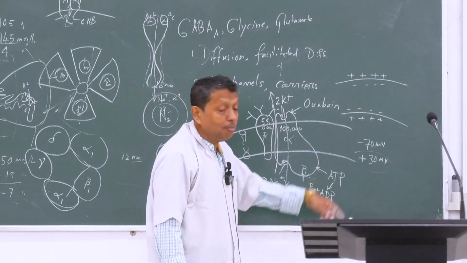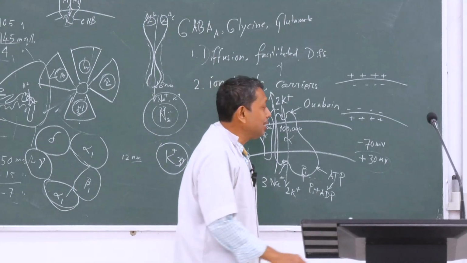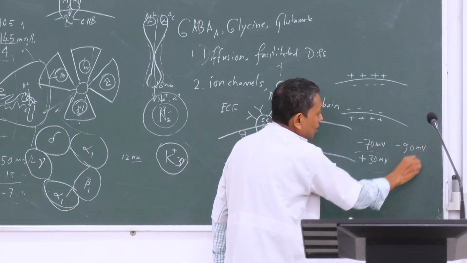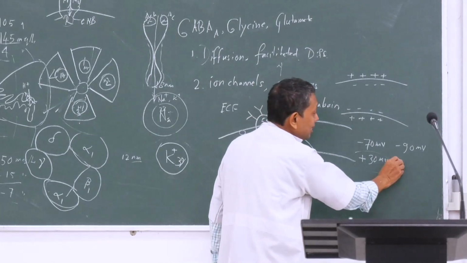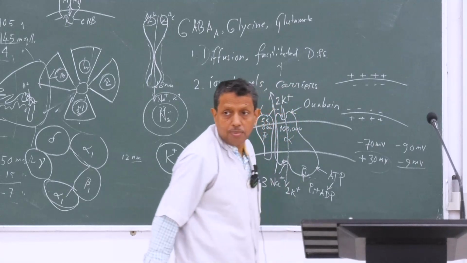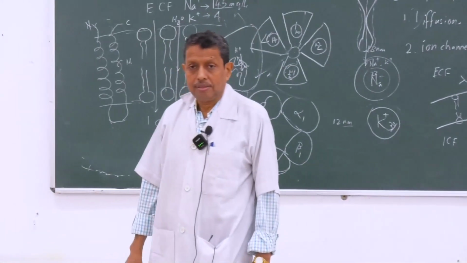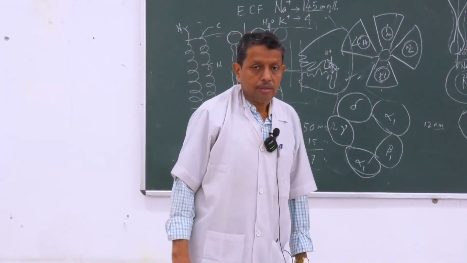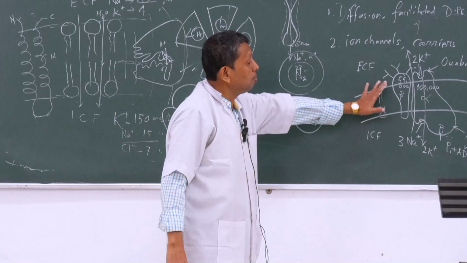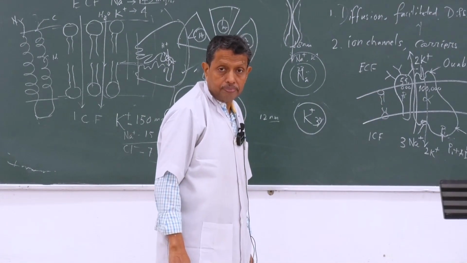It is minus 70 millivolt in an average axon, and in skeletal muscle it is minus 90 millivolt. In the case of RBC, a non-excitable cell, it is only minus 9 millivolt. But every living cell has a membrane potential, and sodium potassium ATPase is responsible for maintaining it.